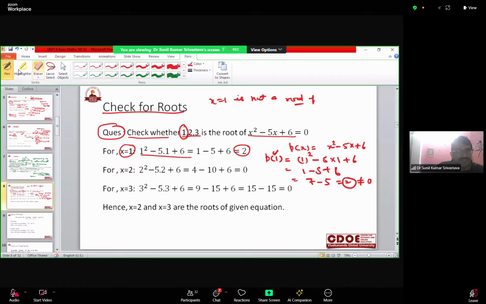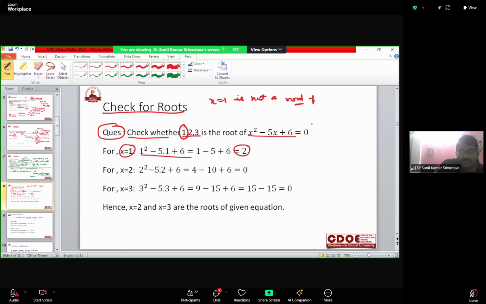For the second expression, we can also say this. What I have to do is just put x = 2 in the given polynomial. So the polynomial is here P(x) = x square minus 5x plus 6. Just put x = 2. The second value is x = 2. Put x = 2 here.